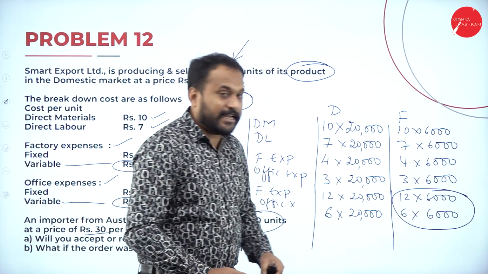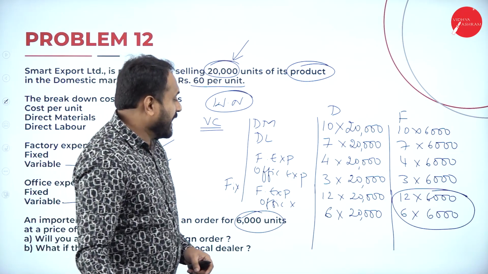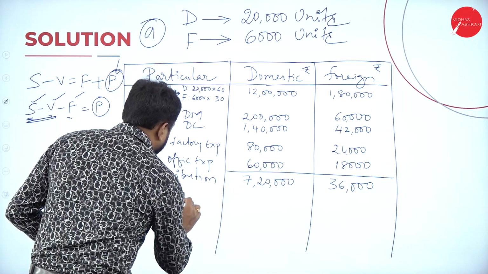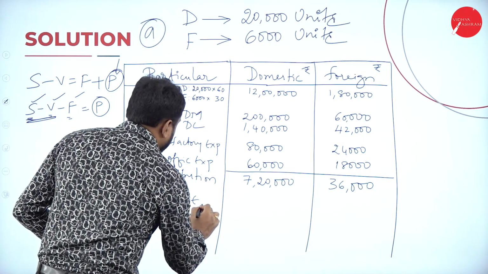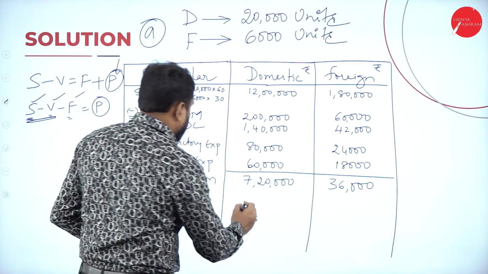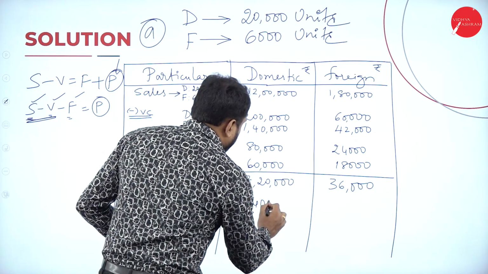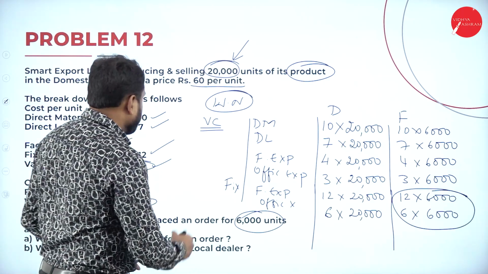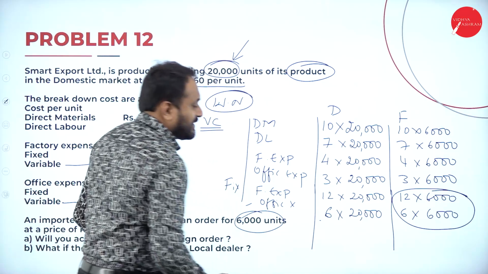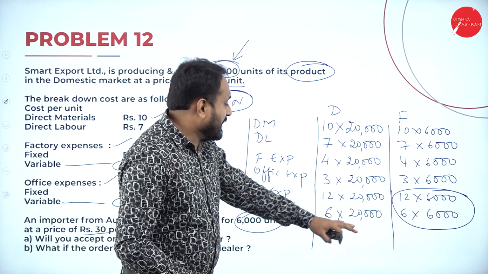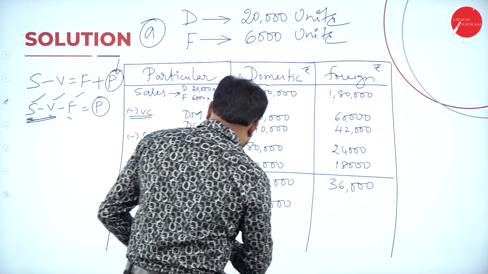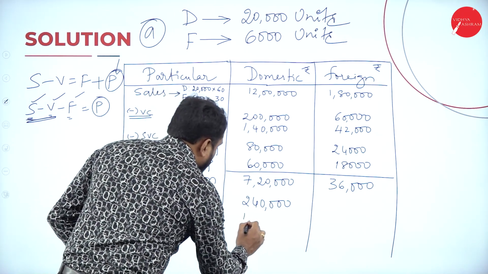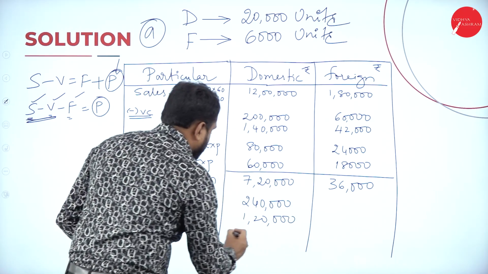Now 12 2s are again 24, in the sense you have 2,40,000. So we'll write here 2,40,000. Factory expenses. Again we have how much? 2,40,000. Don't write the foreign one, the fixed cost. Next is office. 6 2s is 12, in the sense we have here 1,20,000. So we'll write here 1,20,000. That is office expenses, how much? 1,20,000.